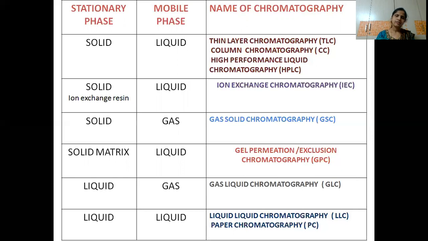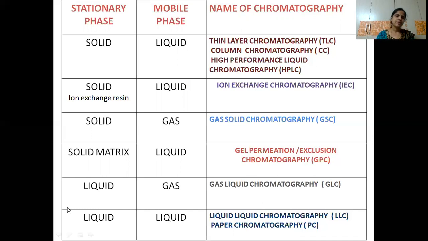And the other type is gel permeation or exclusion chromatography. In this case also, the stationary phase is a solid matrix. In the matrix or the gel we use here, the separation takes place based on the size of the molecules. If the particles are larger, the larger particles will be eluted out first in this case. And the mobile phase is again a liquid. So it is gel permeation.